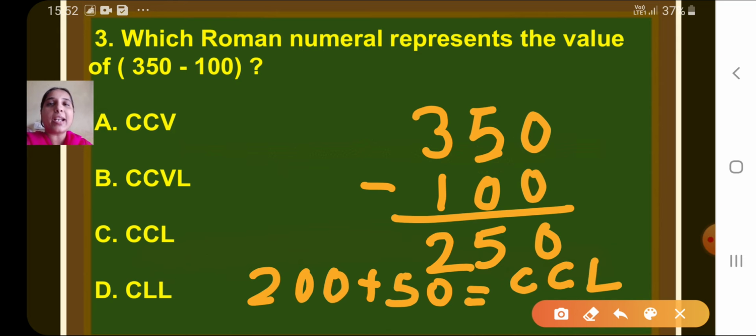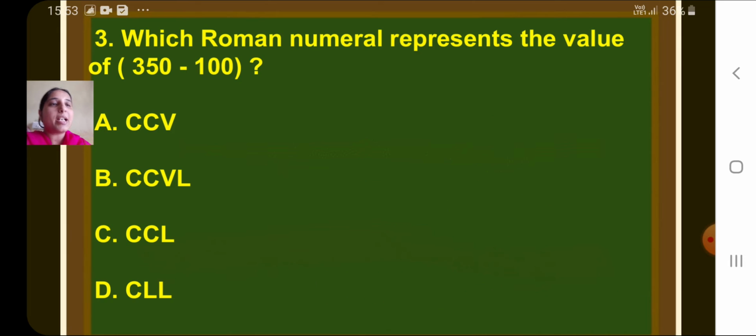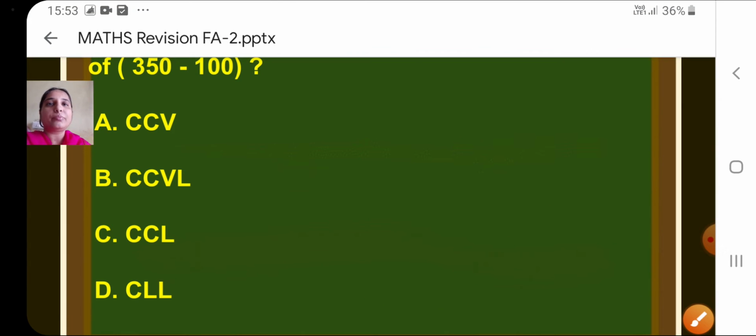So can you find the correct option here? A, B, C or D? Which is the correct option? Yes, option number C. You can see CCL, and there also we got CCL. So you will just click on option number C. Got it, children? Now let's move to the next question.